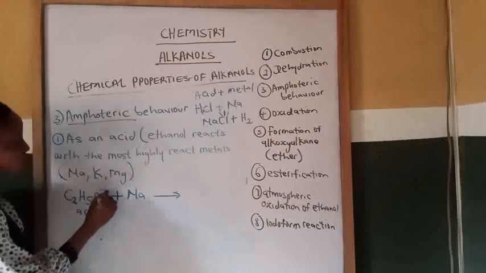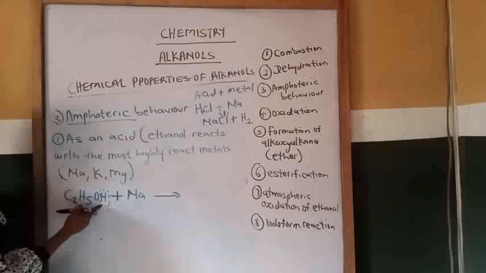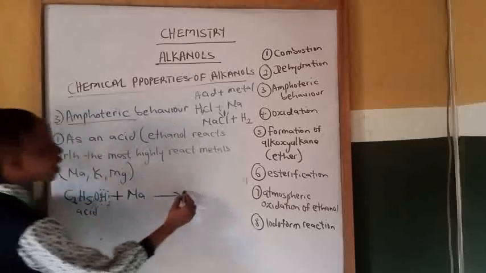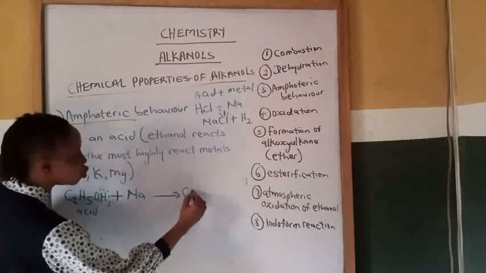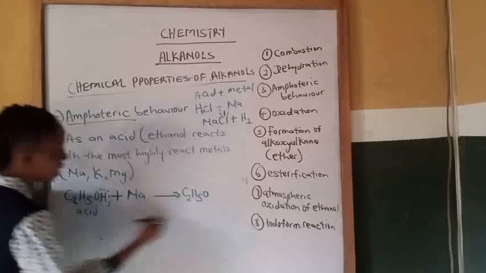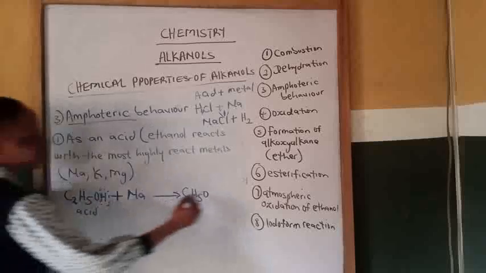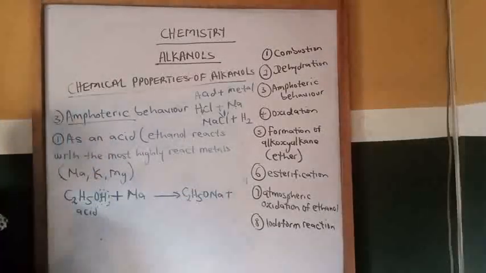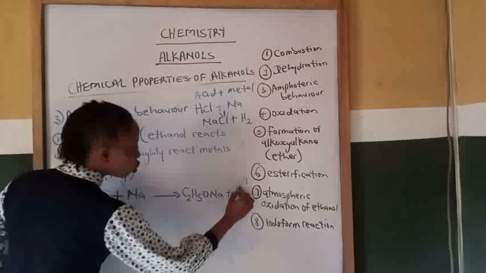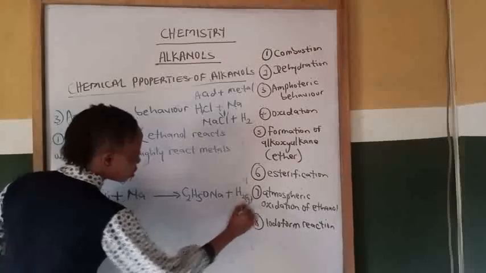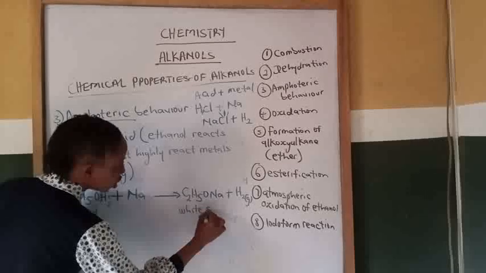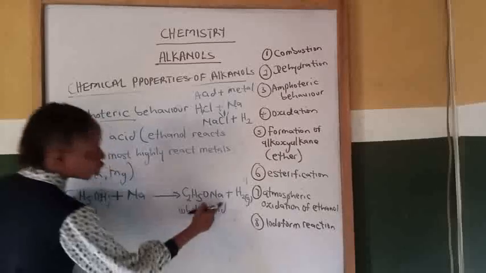So hydrogen will be removed here. Then sodium will occupy the position of hydrogen. So our product will be C2H5O, then sodium will come in, Na. Then the hydrogen will be evolved in the form of gas, H2. So this one will give us a white solid.